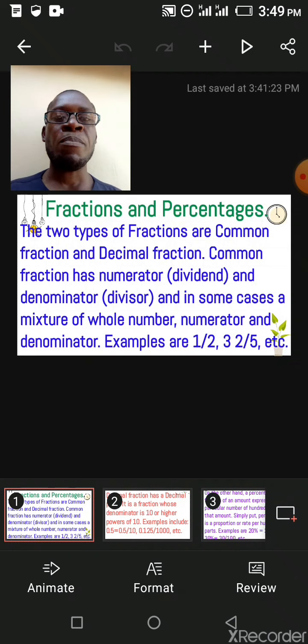The topic we'll be looking at today is fractions and percentages. The two types of fractions are common fraction and decimal fraction. Common fraction has a numerator, that is the dividend, and a denominator, that is the divisor, and in some cases a mixture of a whole number, numerator, and denominator. Examples are 1/2, 3 whole number 2/5, etc.